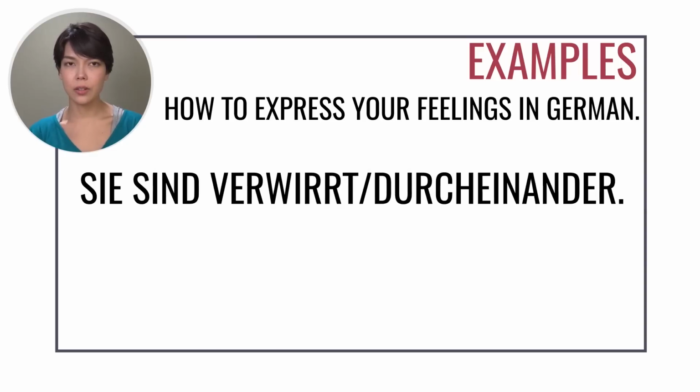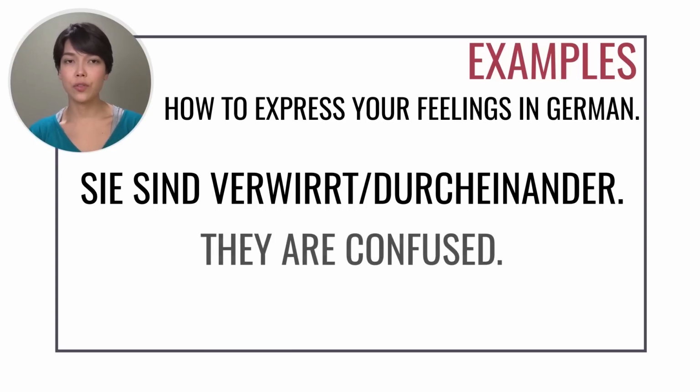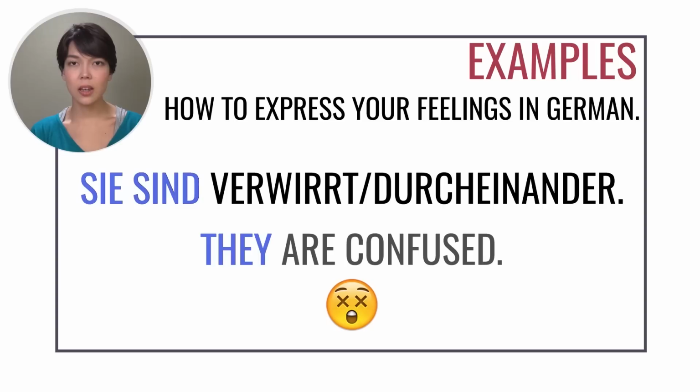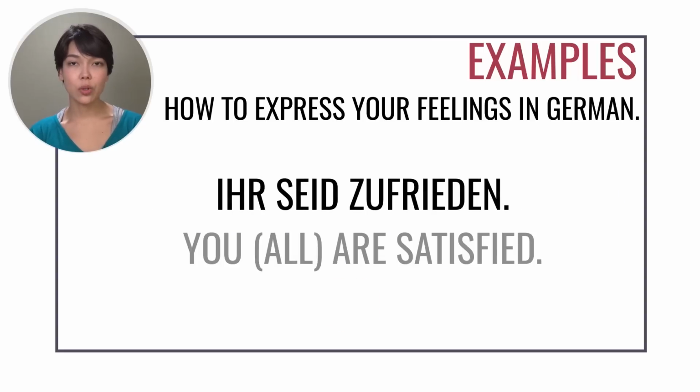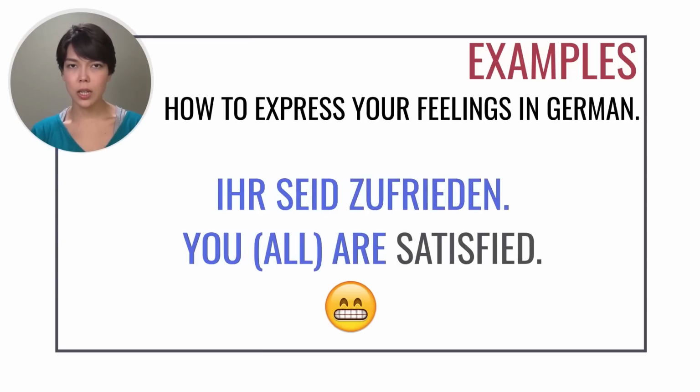Next, sie sind verwirrt, durcheinander. They are confused. Here we have the word sie meaning they, followed by sind, a conjugated form of the verb sein, to be, and the adjective verwirrt, durcheinander, confused. So altogether it means they are confused. Ihr seid zufrieden. You all are satisfied. Here we have the word ihr meaning you, plural, followed by seid, the conjugated form of the verb sein, to be, and the adjective zufrieden, satisfied. So altogether it means you are satisfied.